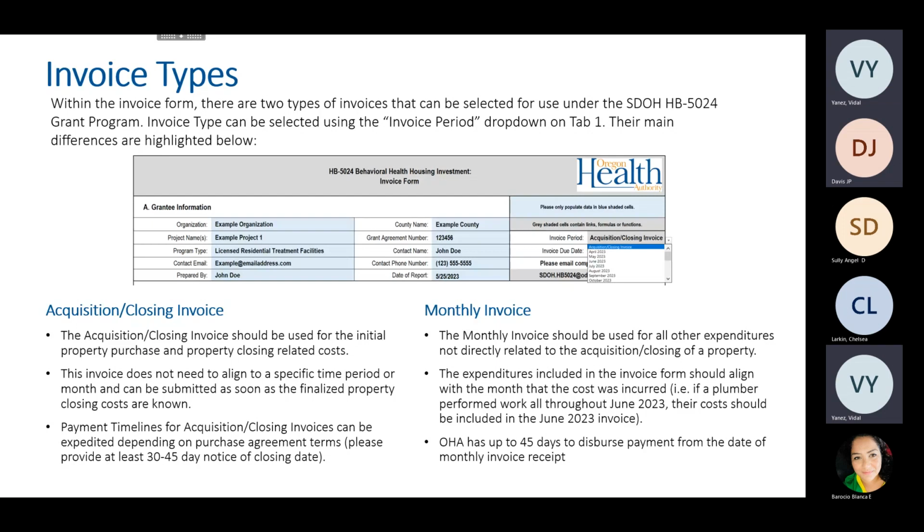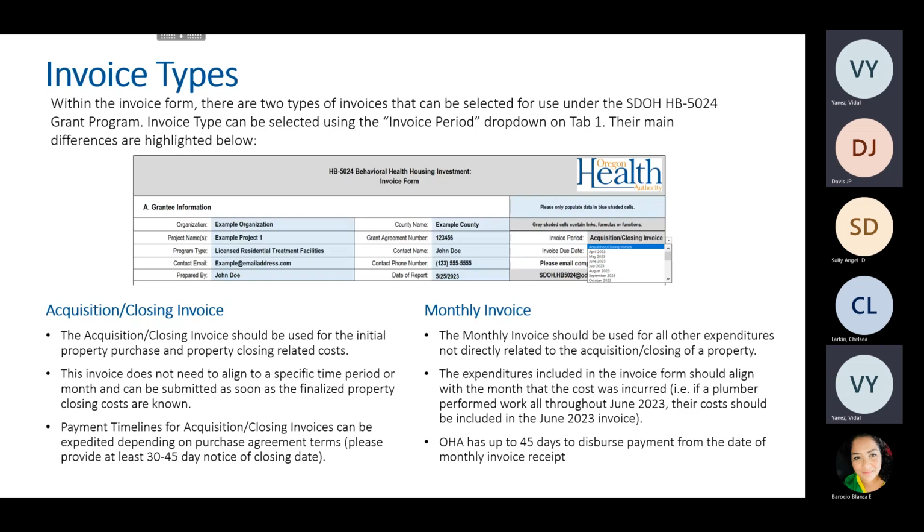The biggest difference between the acquisition and closing invoice and the monthly invoice is that the acquisition and closing invoice typically can be expedited based off of purchase agreements. And like Blanca was saying earlier, we do ask for a 30 to 45-day notice. And the acquisition and closing invoice does not need to align to a specific time period or month. You can submit that invoice as soon as you know what your closing costs will be for the real property purchase. The other invoice format is the monthly invoice.